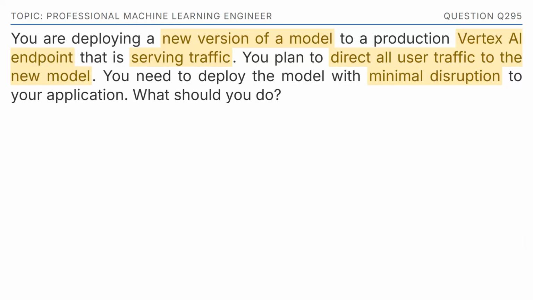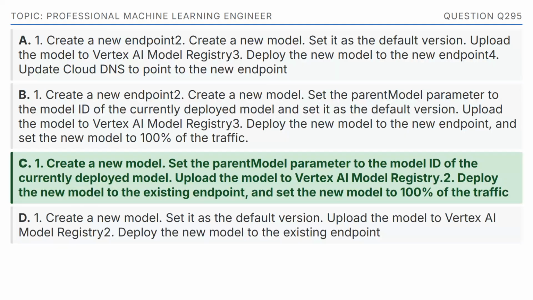To arrive at the correct answer, we focus on the keywords: new version of a model, Vertex AI endpoint, serving traffic, direct all user traffic to the new model, minimal disruption. The correct answer is option C, 1. Create a new model. Set the parent model parameter to the model ID of the currently deployed model. Upload the model to Vertex AI Model Registry. 2. Deploy the new model to the existing endpoint and set the new model to 100% of the traffic.